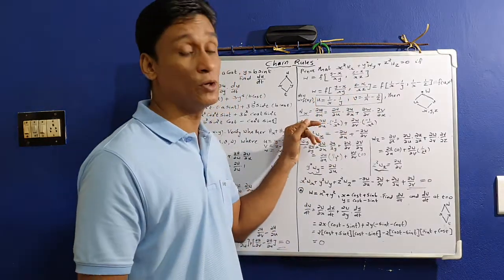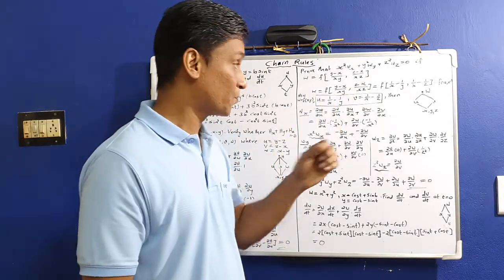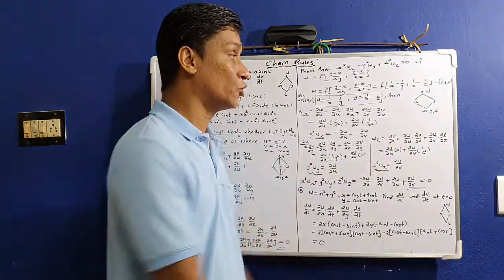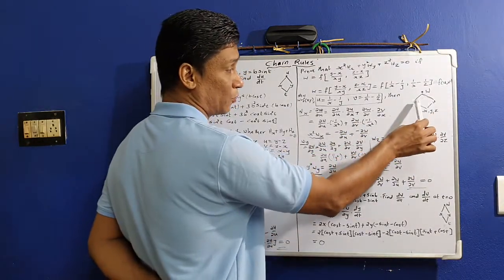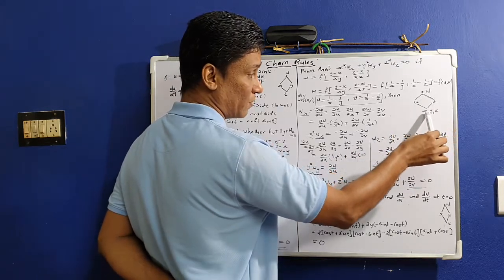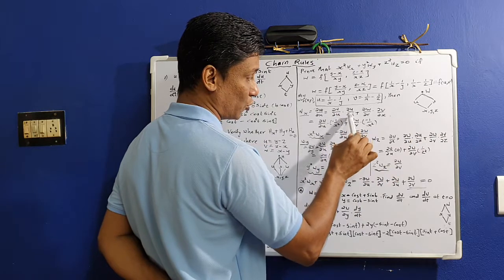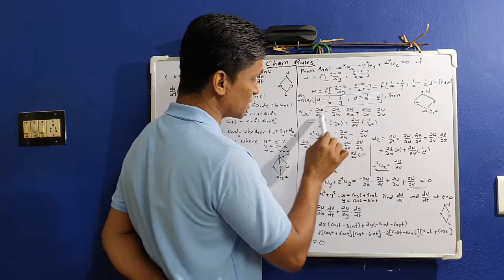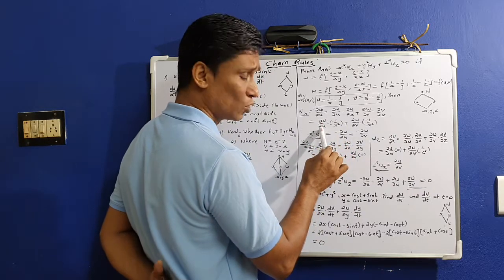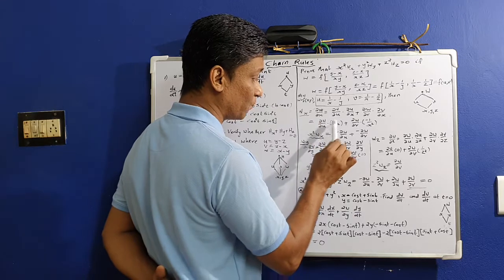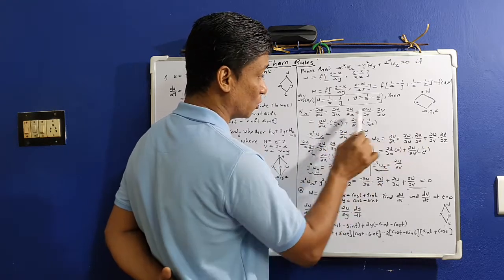Now wx is dou w by dou x. The chain rule formula for dou w by dou x, by looking at the diagram, is dou w by dou x equal to dou w by dou u into dou u by dou x plus dou w by dou v into dou v by dou x. We don't know what dou w by dou u is, so keep it as such, dou w by dou u into dou u by dou x.